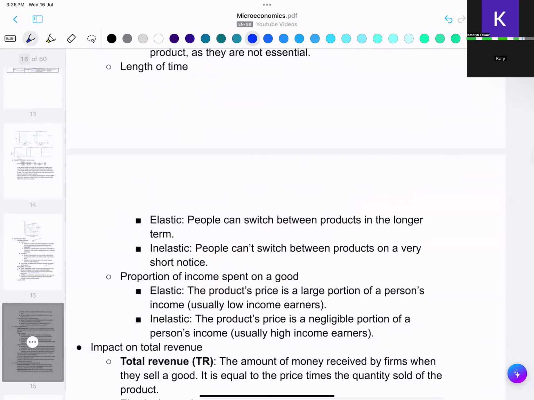So elastic, people can switch between products in the longer term, but it takes more time. So in the short term, things are more inelastic. So long term elastic, short term inelastic.